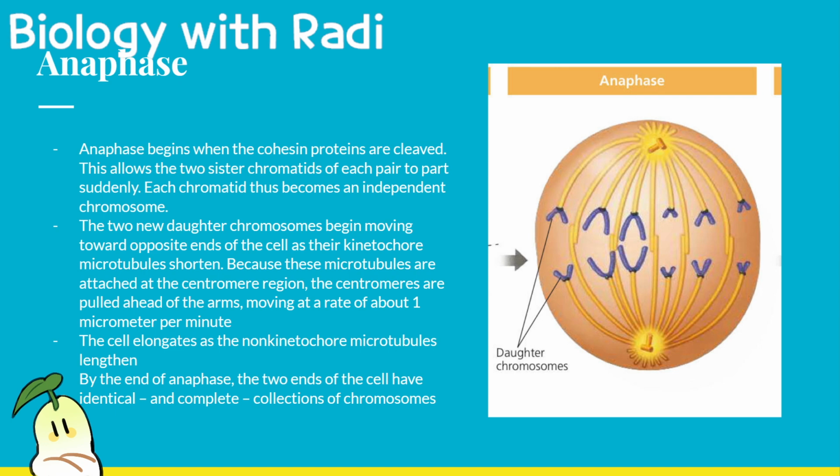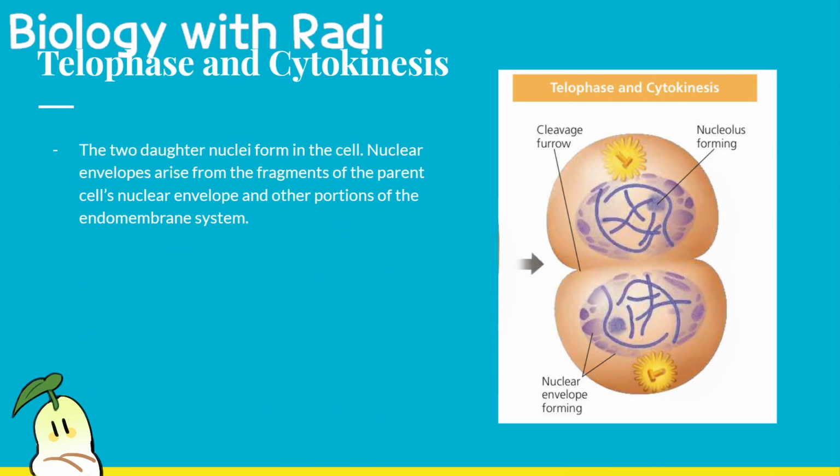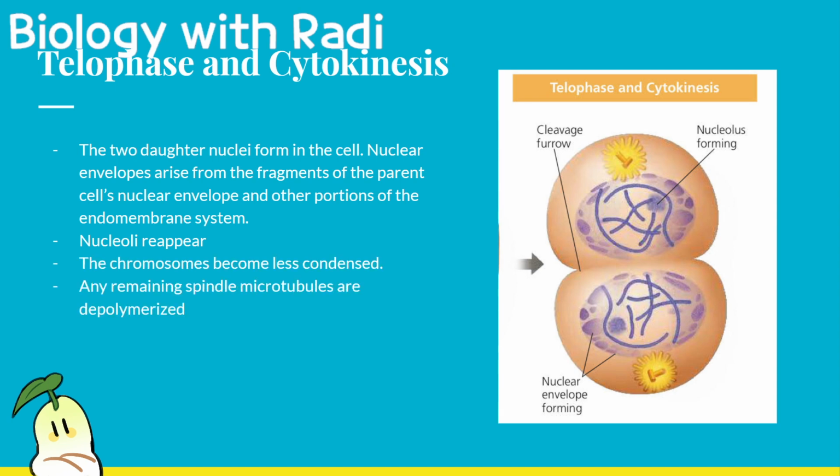So now, lastly, comes telophase and cytokinesis. Here, the two daughter nuclei form in the cell, and the nuclear envelopes arise from the fragments of the parent cell's nuclear envelope and other portions of the endomembrane system. The nucleoli reappear, and the chromosomes become less condensed. Before, everything was purposely condensed so that it's easier to separate, but now it becomes less condensed.